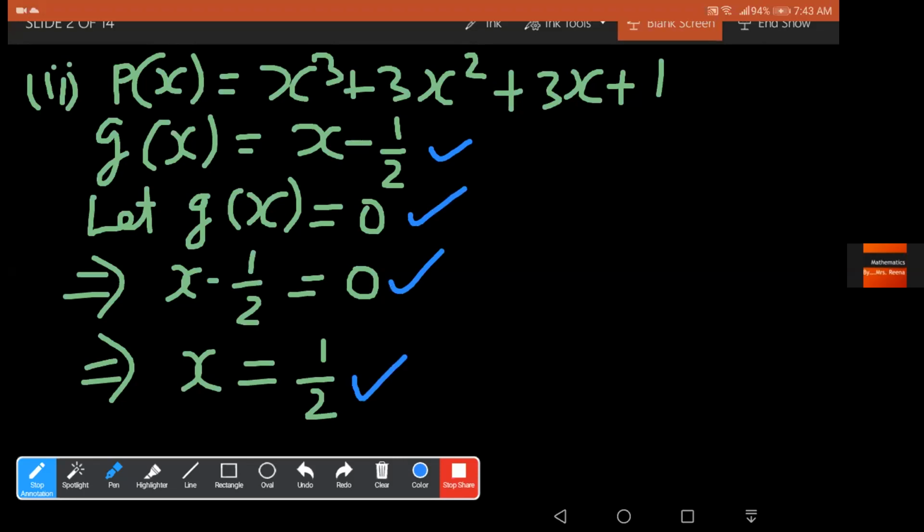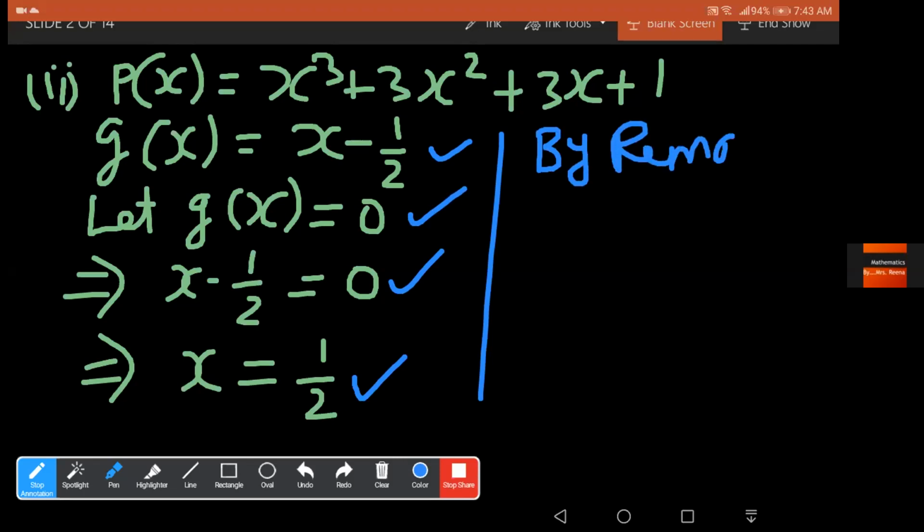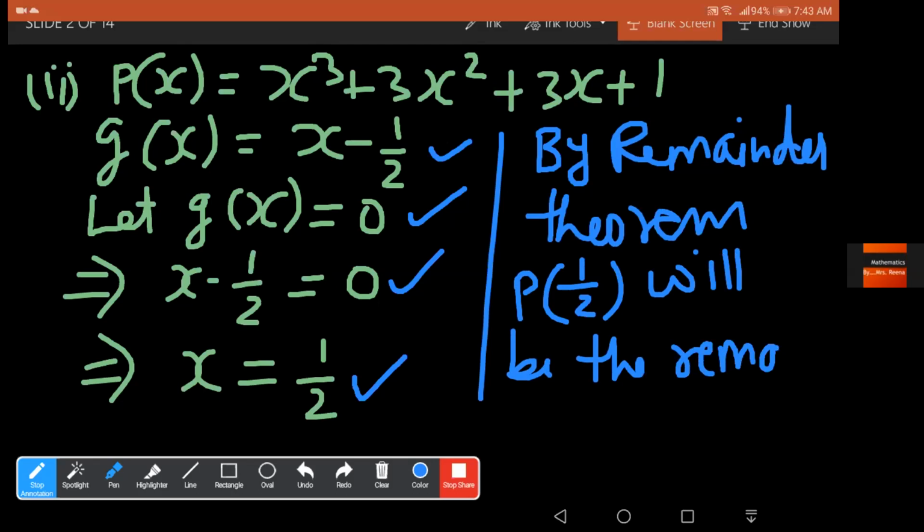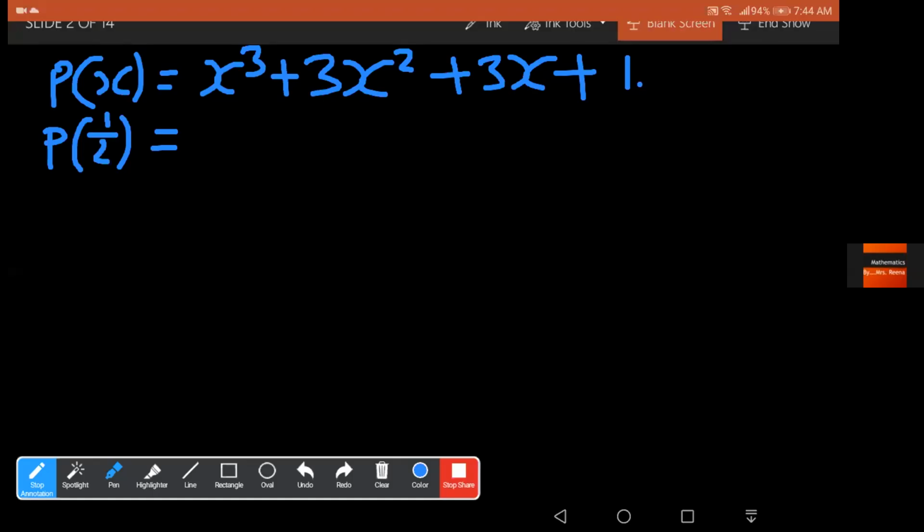Then we can say that by remainder theorem, P half will be the remainder. Now we have to find out P half. P 1/2 हमें find करना है. So please pause the video and note it down and let us move ahead now. We have done this in our previous exercise also. We can put the value of x as half here.